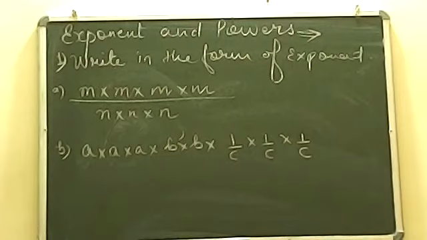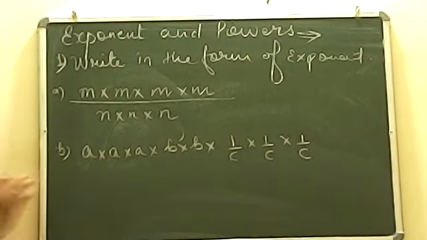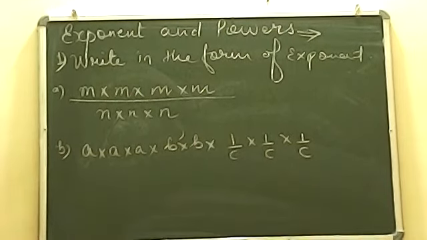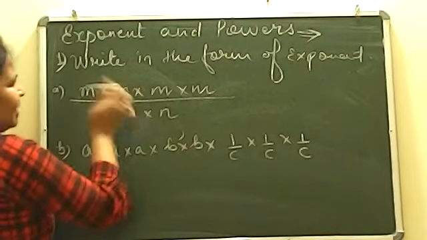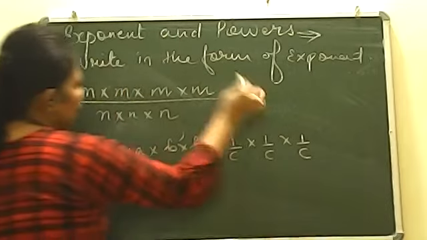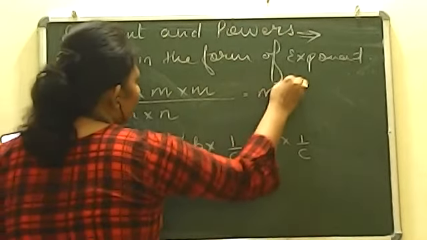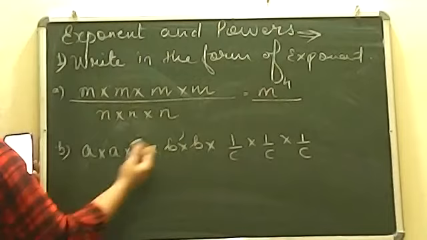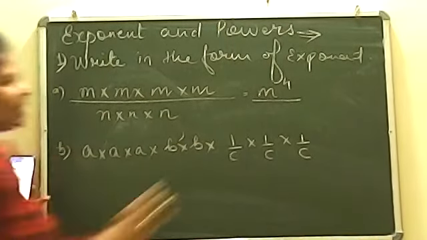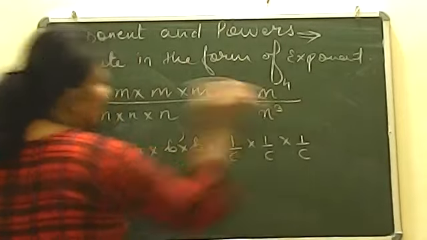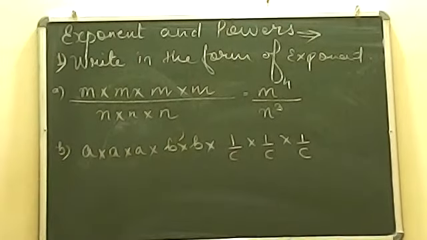Now, students, whatever answer you gave me, that was totally right. Now, let me explain it to you. You can see here, m is repeated 4 times: 1, 2, 3, 4. So, it will be m to the power 4 divided by, or you can use the sign of upon, n into n into n. It means n is repeated 3 times. So, it will be n to the power 3. This is the complete answer for question number 1.